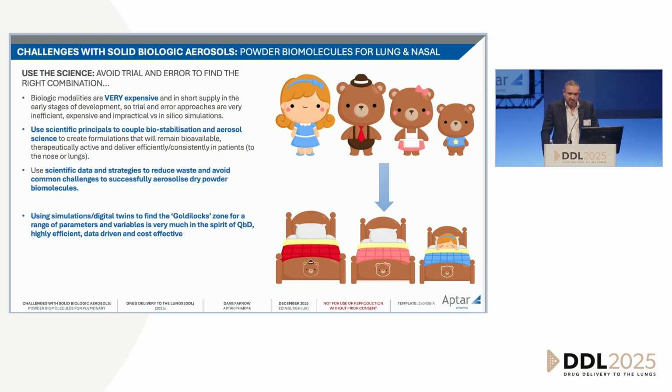So just like, or obviously conversely to Goldilocks, we don't have to break a lot of chairs and waste a lot of porridge. We can find the perfect zone in silico and do it relatively quickly using some of these tools and scientific data and strategies. And I think for us, it's more streamlined, more cost effective, more time effective, and ultimately better and more akin to the spirit of quality by design moving forward.